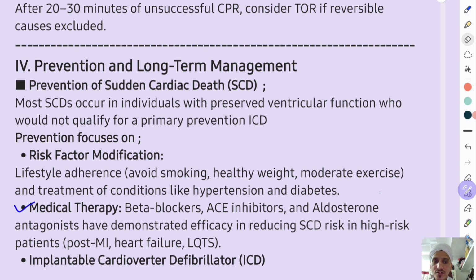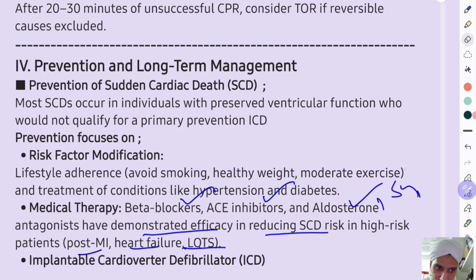Medical therapy, so optimal GDMT should be given. What is GDMT? 4 drugs you remember from the previous video: beta blockers, ACE inhibitors, aldosterone antagonist, and SGLT2 inhibitors. These are the 4 drugs. They have demonstrated efficacy in reducing SCD risk in high risk patients post MI, heart failure, long QT syndrome. One more here is not mentioned: SGLT2 inhibitors.